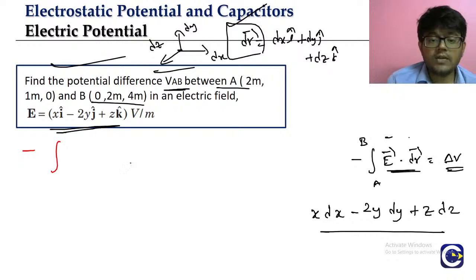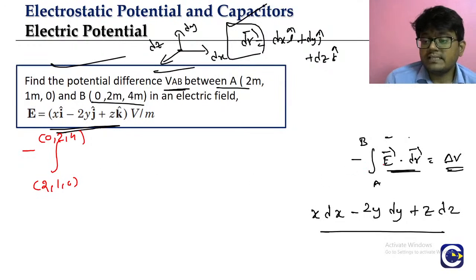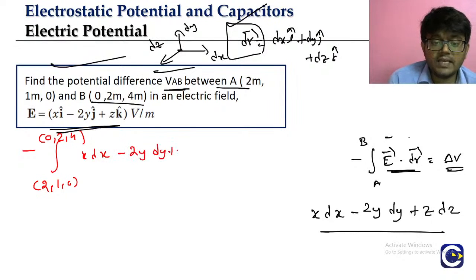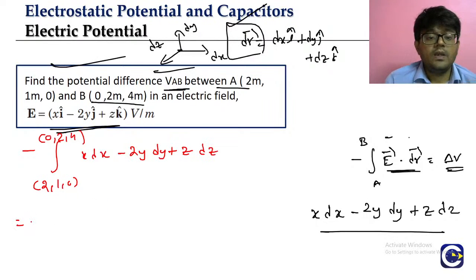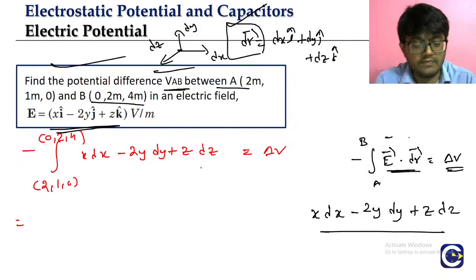Integral A to B, and instead of solving like this, we will try to represent this in terms of the actual coordinates. A means what? 2, 1, 0. B means what? 0, 2, 4. What is E dot dr? It is x dx minus 2y dy plus z dz. So this is our delta V.